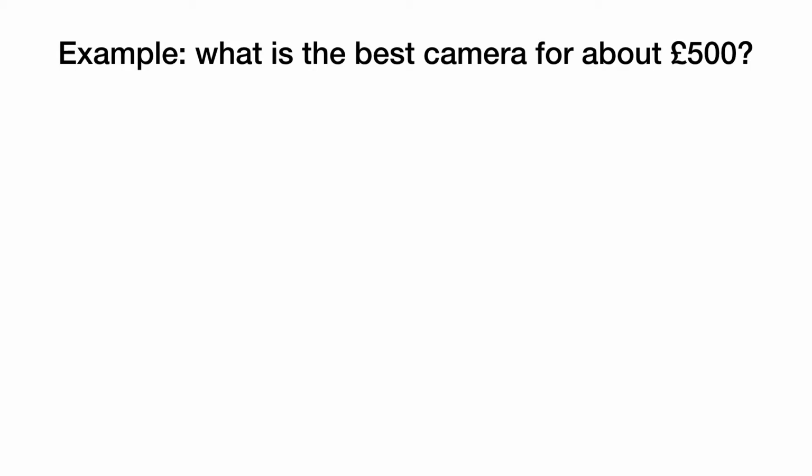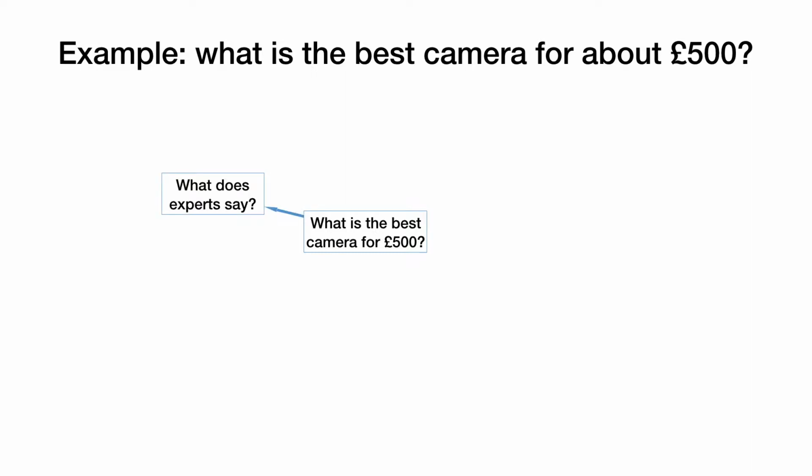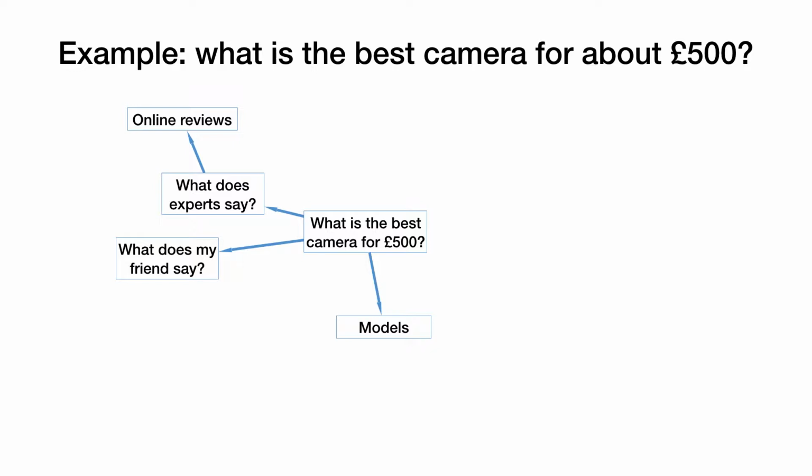Okay, this is how I would do it. So this is our goal, to find the best camera for about £500. While you can Google it, it might not give you the answers that you want. So one thing I want to do is maybe find out what experts say. This would involve reading many online reviews, looking at different recommendations. You might ask your friends who know better about cameras than you what their recommendations are.